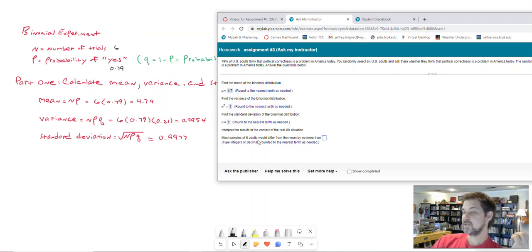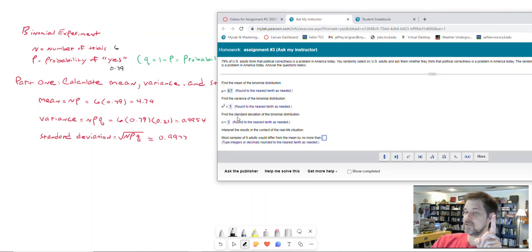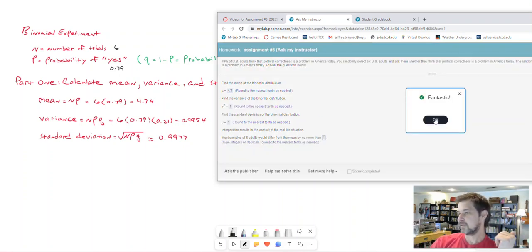Most samples of 6 adults would differ from the mean of 4.7 by no more than 1 standard deviation. So what goes here is the standard deviation, whatever it is. And in my case, that's 1. If I average them, I'm going to get 4.7 out of the 6 say yes, but most samples are going to fall between 3.7 say yes and 5.7. That's the way it's going to look if you did this over and over again. So put that in. Fantastic.